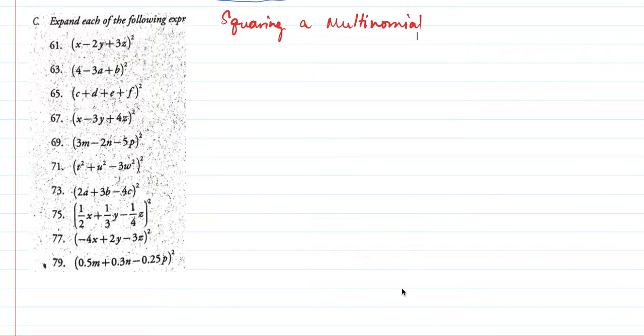Our next special product is squaring a multinomial. So how is it different from the second part? The second part is only a binomial. Recall, in our second part, if we have (a + b) squared, all you have to do is square the first, twice the product of the two, plus the square of the last. If it's minus, it's a squared minus 2ab plus b squared.